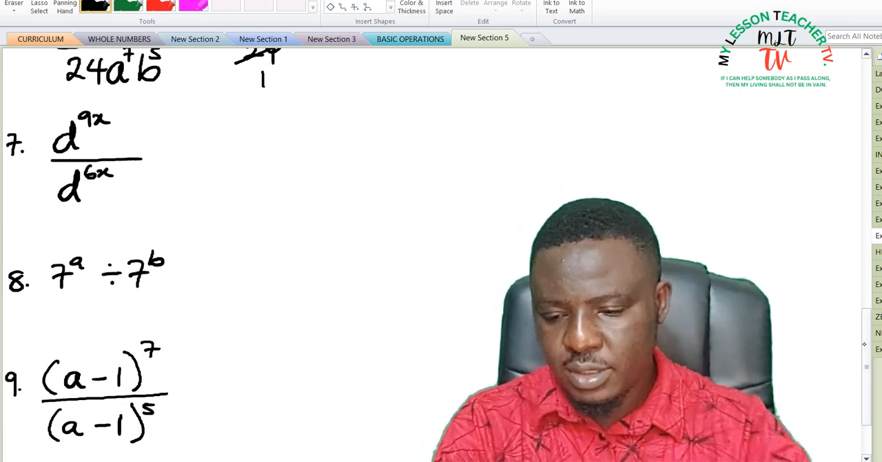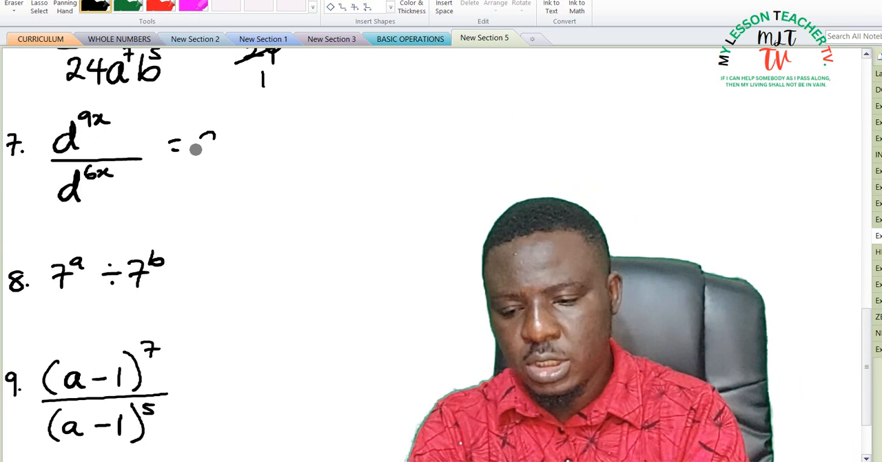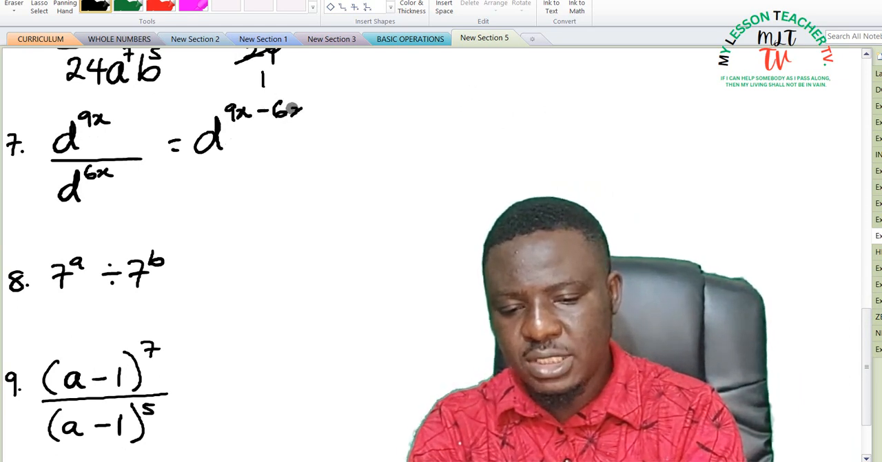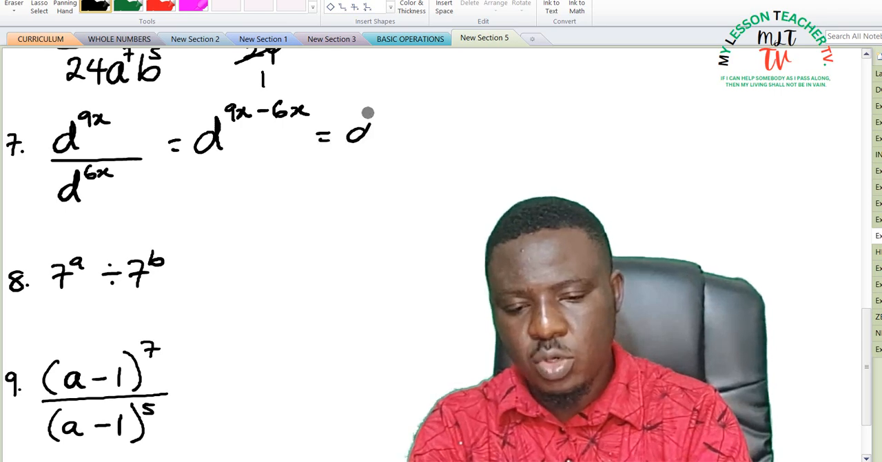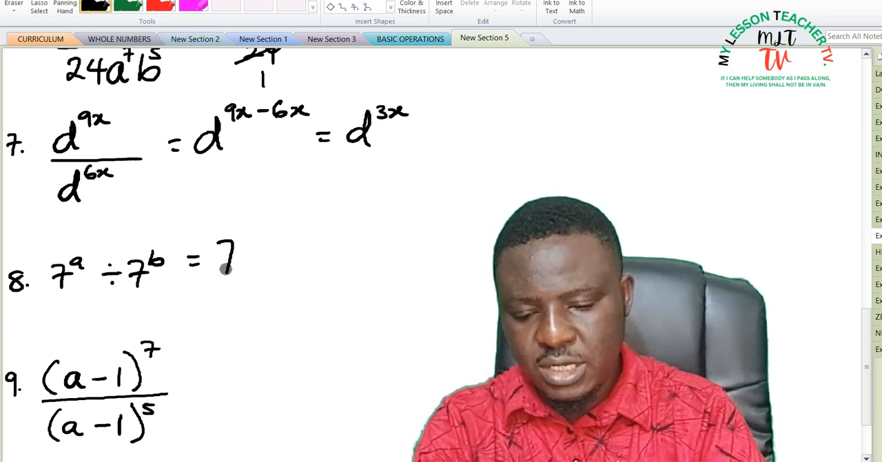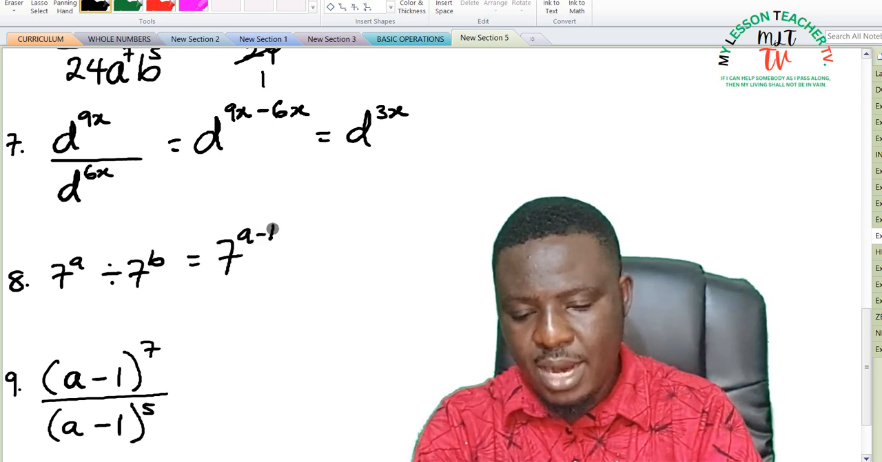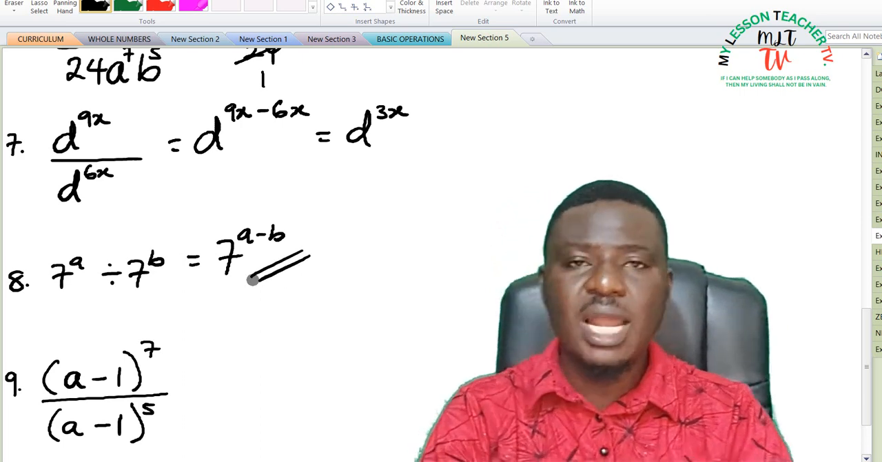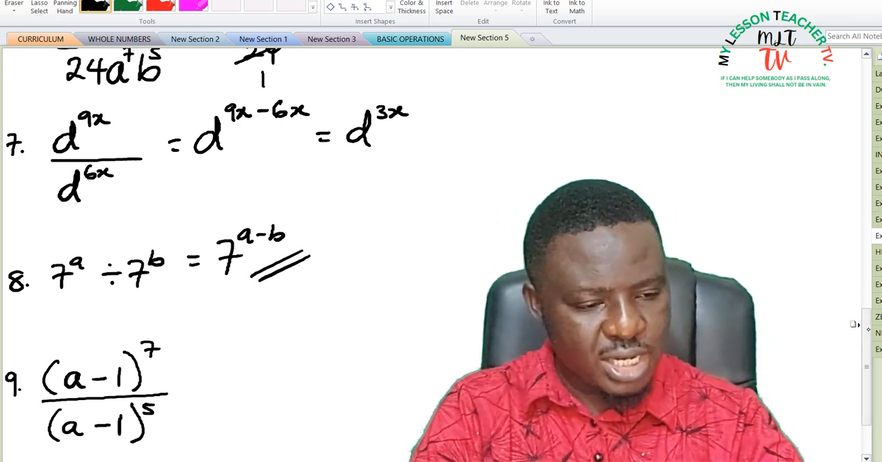For question 7, this will be equal to d raised to the power of 9x minus 6x, which is equal to d raised to the power of 3x. For question number 8, this is said to be 7 raised to the power of a minus b. And since they are not like terms, you cannot subtract.